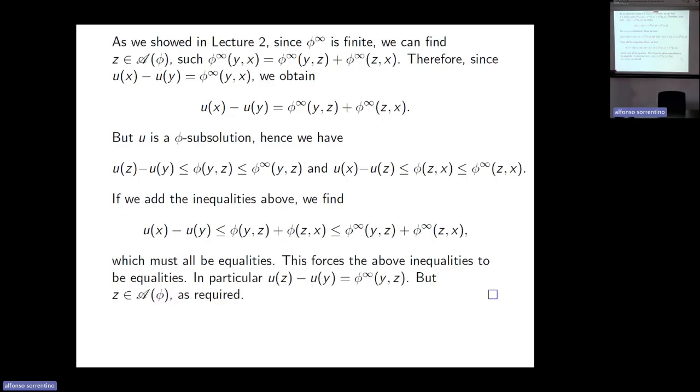In particular, you get, no, it's not this one. It's ux minus uz equal phi of zx. It's the first one, the second one. Okay, so this is an equality, so you get ux minus uz equal phi infinity. Okay, and z now is in the Aubry set.